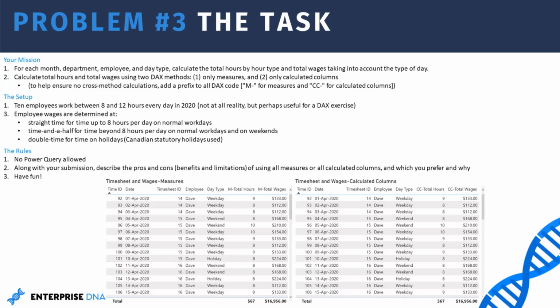Further than that, employee wages are going to be determined either at straight time for up to 8 hours per day on normal work days. The wages will be determined at time and a half for hours beyond 8 hours per day on normal work days or on weekends. And wages will be determined at double time for holidays. And I've used the Canadian standard holidays for 2020. And that's basically the problem.